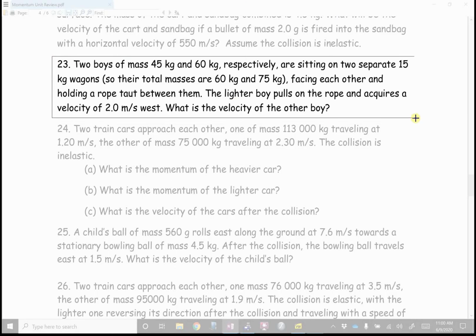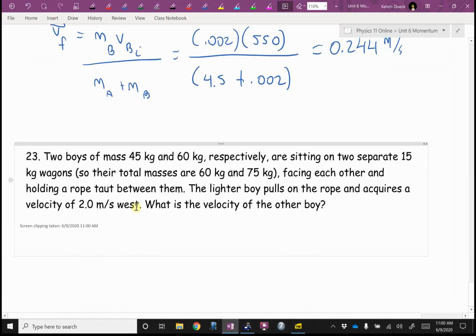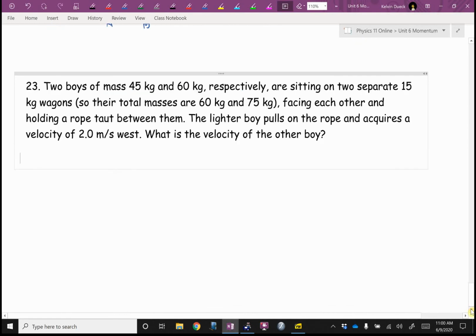Number 23. Two boys of mass 45, you know what? I'll call this mass A, I'll call this mass B, are sitting on two separate 15-kilogram wagons. Oh, sorry. That's not mass A and B. That's mass A, that's mass B. Facing each other and holding a rope taut between them. The lighter boy pulls on the rope and acquires a velocity of 20 meters per second west. What is the velocity of the other boy?